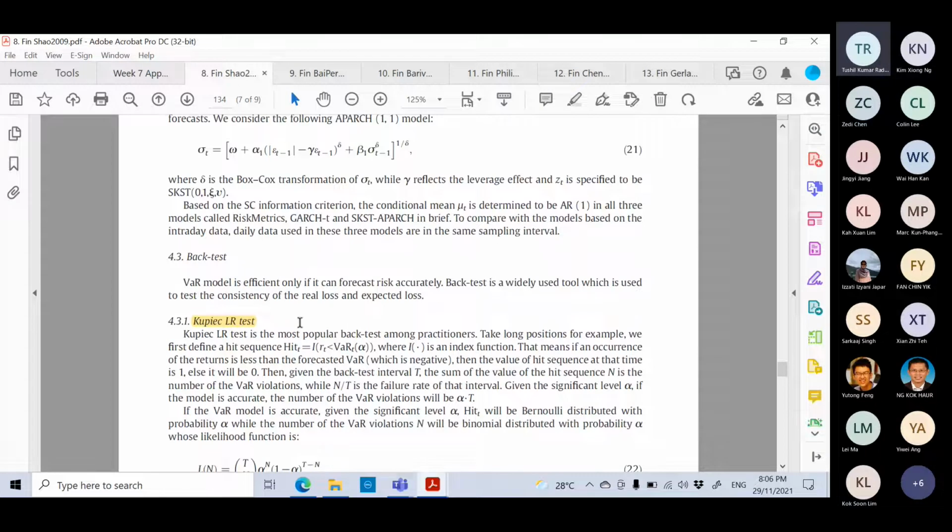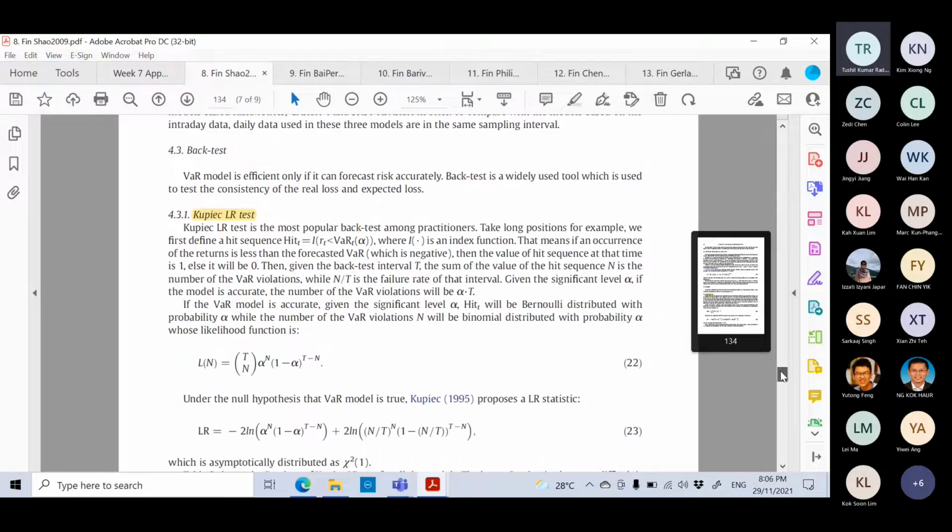Actually, the likelihood ratio can be derived for different kinds of tests. So this one uses the Kupiec likelihood ratio. The concept will be similar. And at the same time, they use another test called the dynamic quantile test.